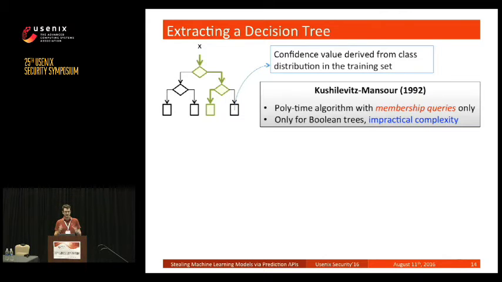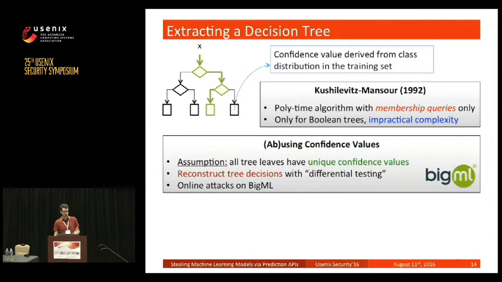And this algorithm is, well, of theoretical interest. It has a fully impractical complexity. I doubt anyone has ever tried to implement it. So what we show is that if you make this extra assumption that you're going to get confidence values, you can get a much more efficient attack that's actually practical. So we show that these work very well on BigML's platform.